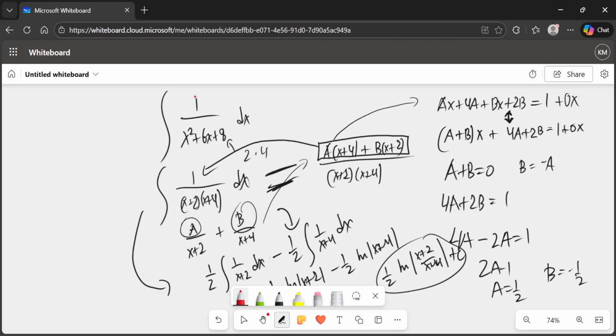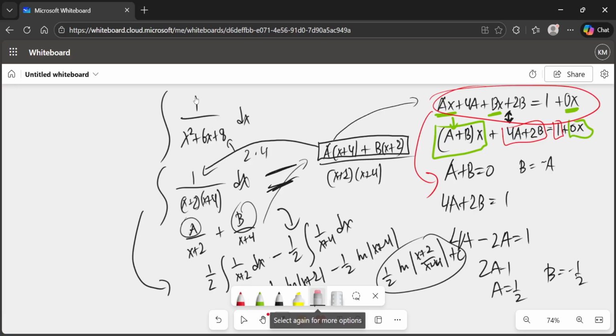Okay, and then I added 0x to show that we have ax and bx, right? We have ax and bx, but on this side it's 0x. So that means if we go here, I just factored it out and put it off to the side, a plus b has to equal 0. And now 4a plus 2b has to equal 1. So from this, it gave us enough information to make a system of equations. Okay, I see. That was the only part that wasn't clear, but everything else makes sense. Okay. Are we good? Are there any other questions?